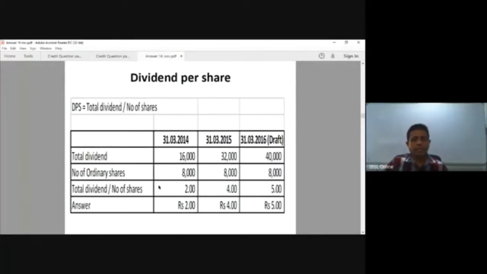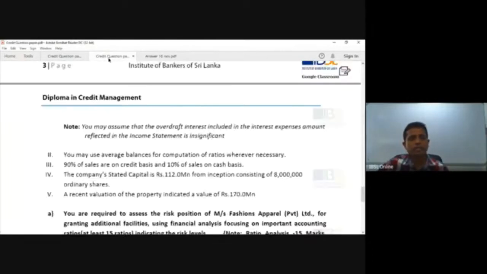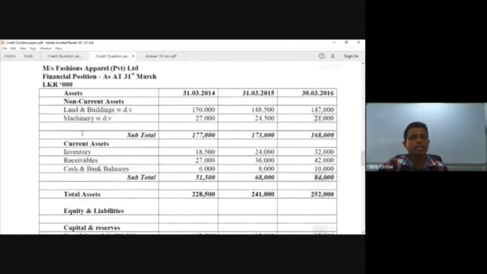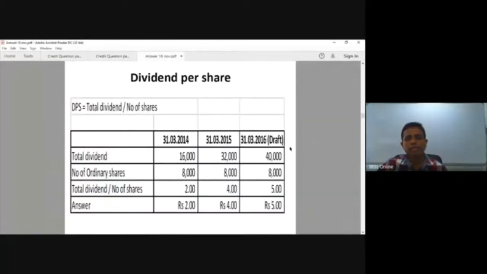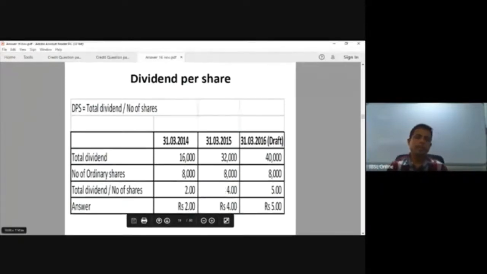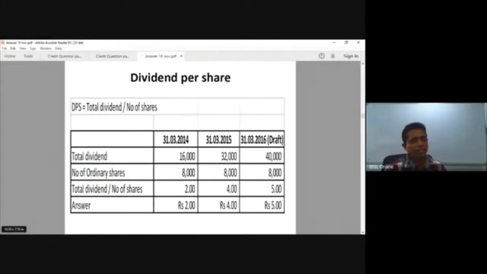Then dividend per share. Here, go to your income statement. They said they have declared these dividends: 16 million, 32 million, and 40 million. I took that amount directly, and I took the number of ordinary shares, 8 million, so dividend per share is 2 rupees, 4 rupees, and 5 rupees per share. From the shareholders' point of view, the higher the dividend, the better it is.